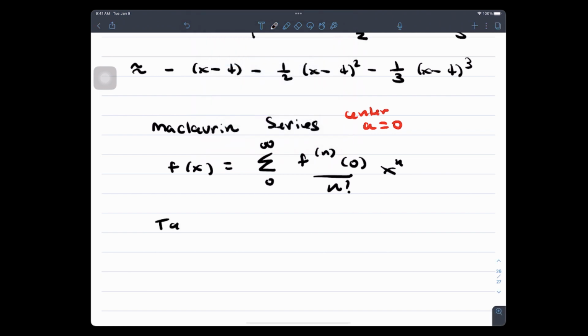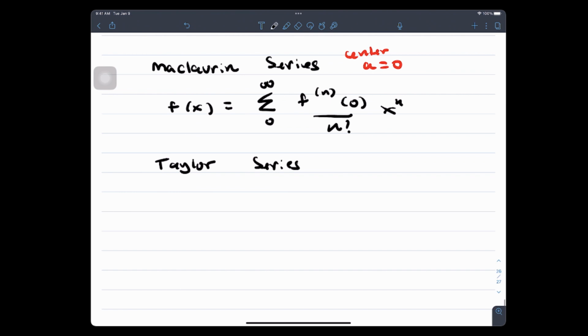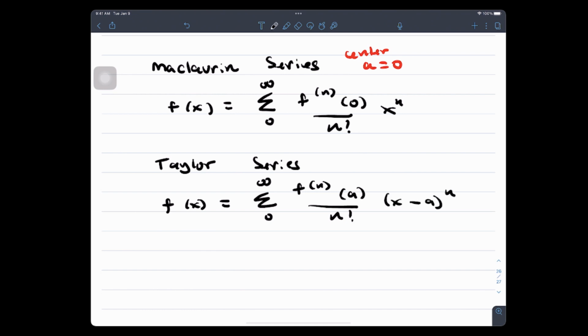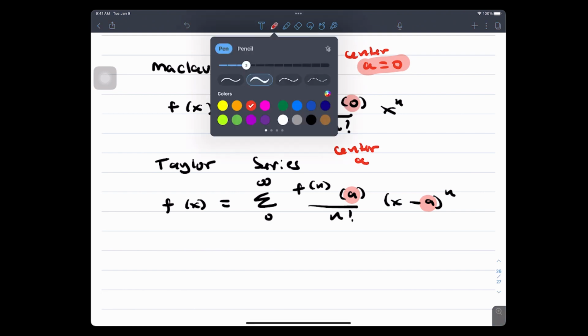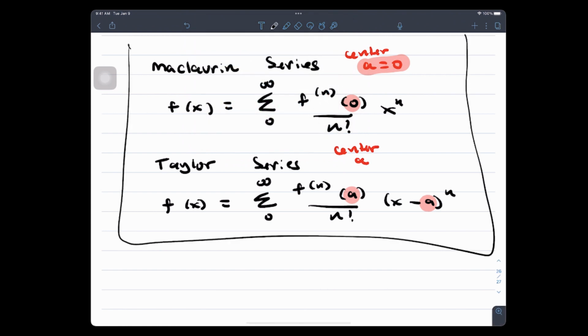Taylor series changes the center. This is what we saw yesterday. That's going to be from 0 to infinity, f to the n evaluated at a, over n factorial, (x minus a) to the n, because now the center is at a. Here, a is 0. And that is the difference between the two formulas for expansion, but they're based on derivatives.